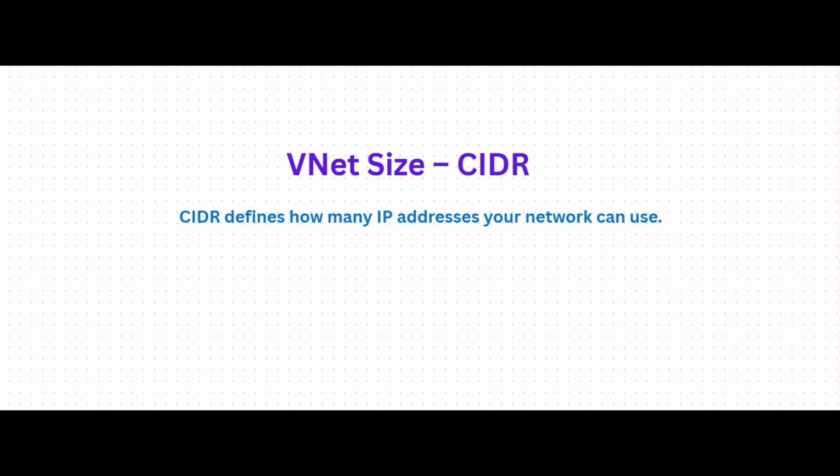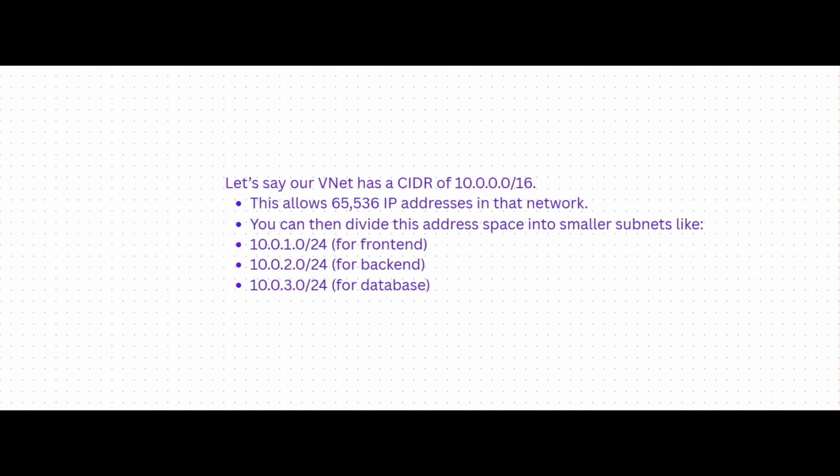This is defined using the concept called CIDR, classless inter-domain routing. CIDR helps to determine the number of IP addresses that can be assigned within a virtual network. For example, let's say we create a VNet with a CIDR block of 10.0.0.0/16, which is the Azure default range. This CIDR allows you to use 65,536 IP addresses within your network.